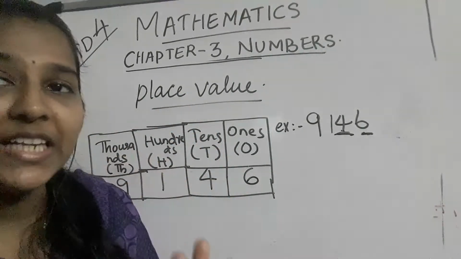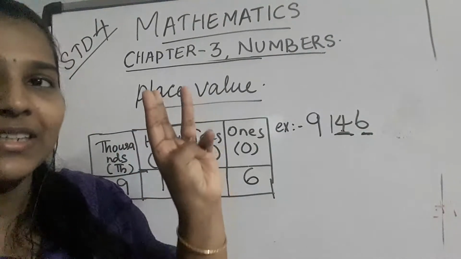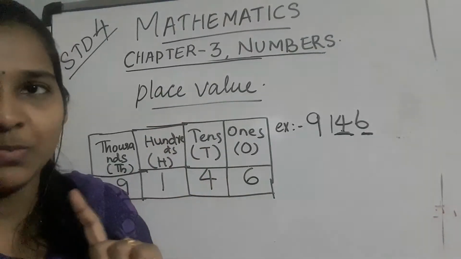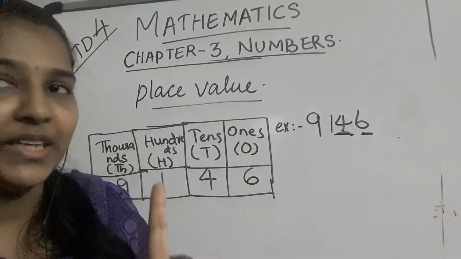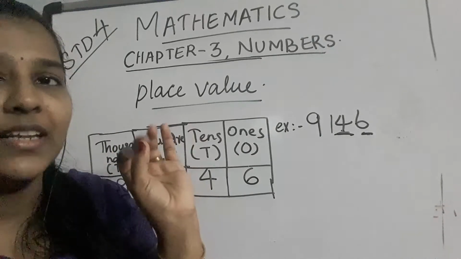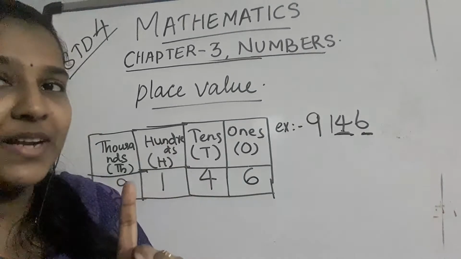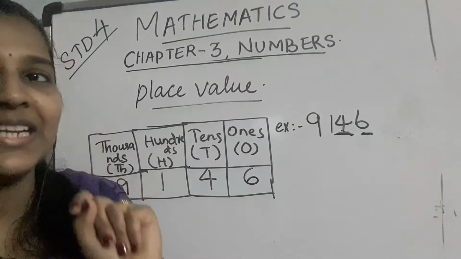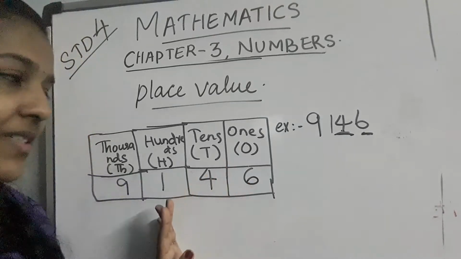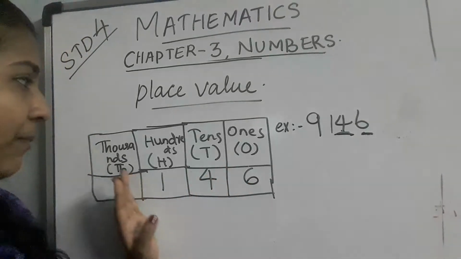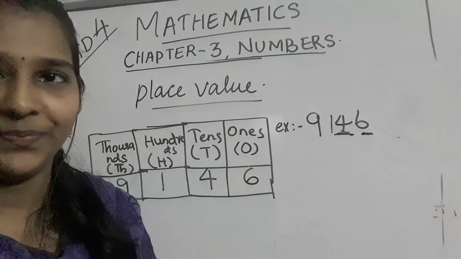And a 3-digit number has 3 places: ones place, tens place, hundreds place. A 2-digit number has 2 places: ones place and tens place. And a 1-digit number has only 1 place and that is ones place. Got it, children? Keep this in your mind. This is the place value chart for a 4-digit number.